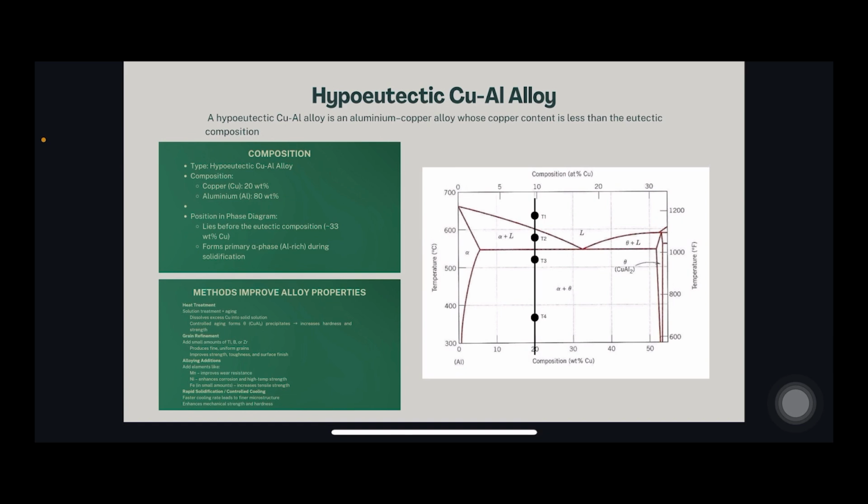So how do we improve this alloy? First treatment we can use is heat treatment, where solution treatment plus aging treatment will increase the hardness and strength. Second, grain refinement, where we add a small amount of a few elements to produce fine and uniform grains. Third, alloying addition, where we add a few elements to have a few reactions. And fourth is rapid solidification or controlled cooling, where we know the faster cooling rate leads to finer microstructure.